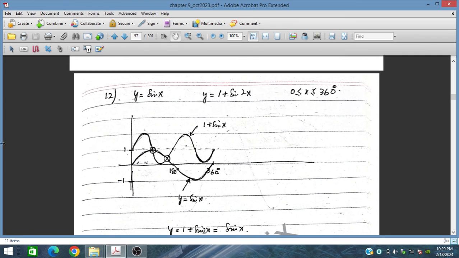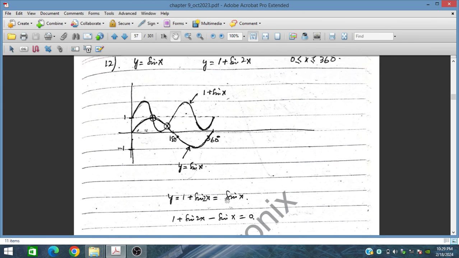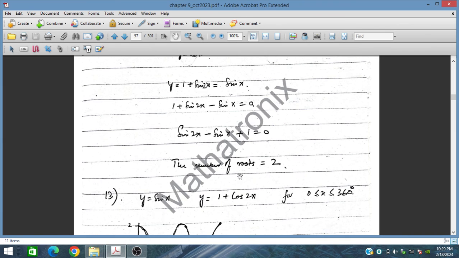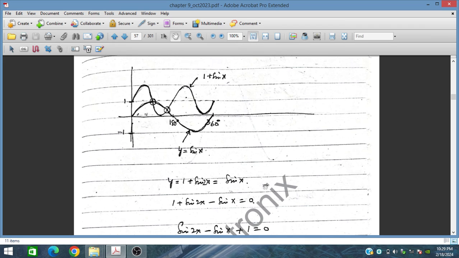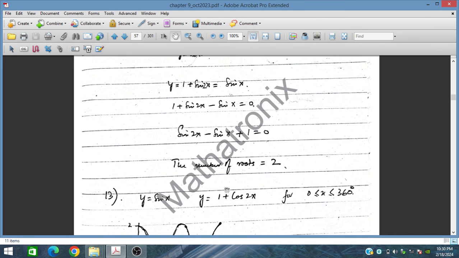Similarly for this one, y is equal to sine x and y is equal to 1 plus sine 2x. We have to plot it on the same graph, 0 to 360 degree. Simple sine x is this one, while for 1 plus sine 2x the intercept is here, and we have plotted two graphs, two signals. The period is half of this period. We see that the number of roots is 2, at this point. This graph is intersecting at these two locations.